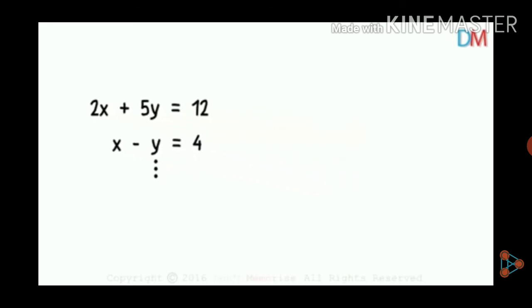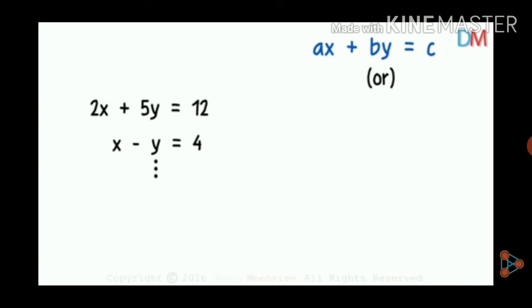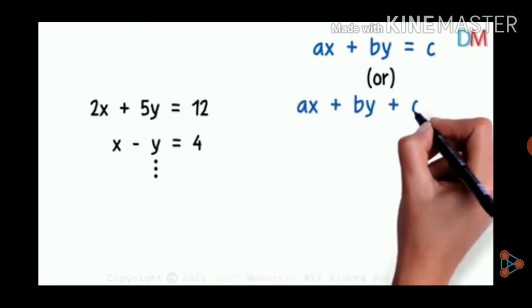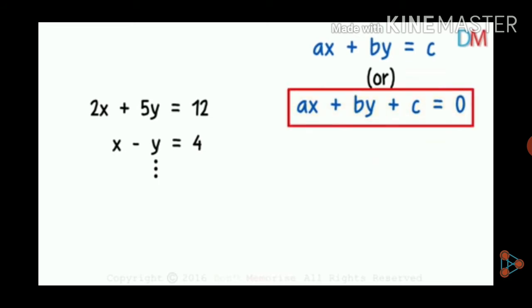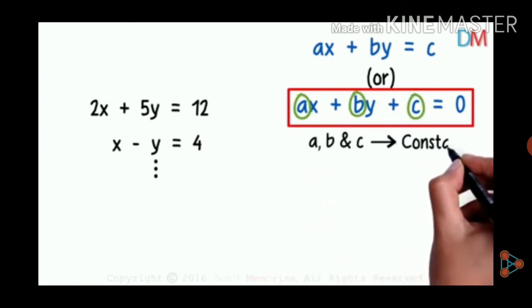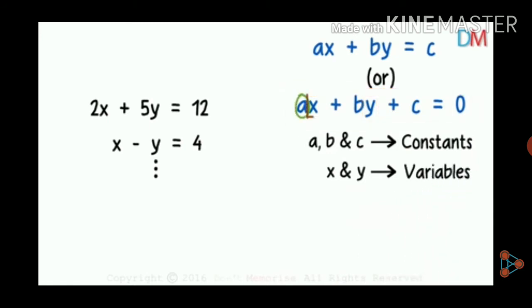We can say that a linear equation in two variables is in the form of ax plus by is equals to c, or we can say ax plus by plus c is equals to 0. We will assume that the second one is the general form of the linear equation in two variables, that is ax plus by plus c is equals to 0, where a, b, c are the constants and x, y are the variables. So a is the coefficient of x and b is the coefficient of y. This is the general form of the linear equation in two variables.